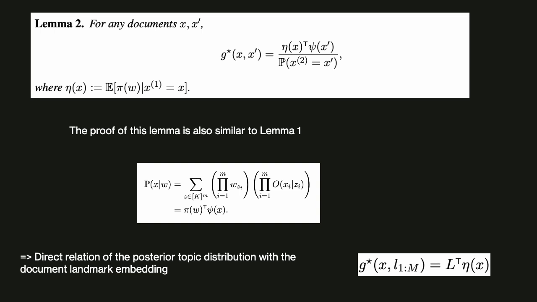Given these definitions, the paper gives us this lemma that's pretty analogous to the lemma 1 we saw in the single topic case. Thus, the proof of this lemma also follows that of the first lemma we saw, where we're getting the marginal distribution over the topics and then using the key insight that the probability of a document given a certain topic can be factorized as a product of the pi vector and the psi vector we saw earlier. And what we see from this lemma is that we can again say that there exists a direct relation of the posterior, eta, with the document landmark embedding.